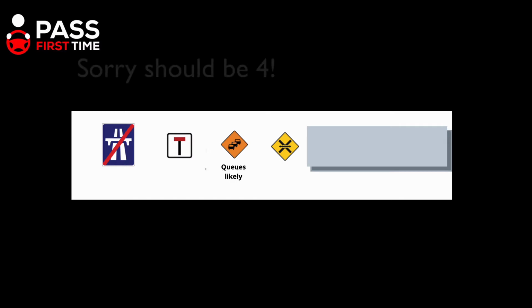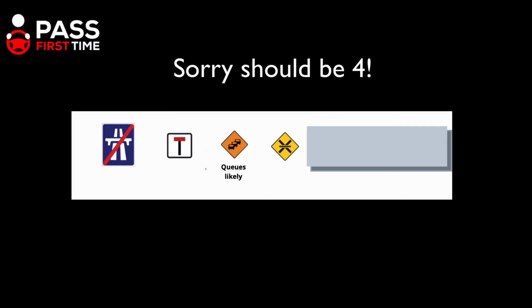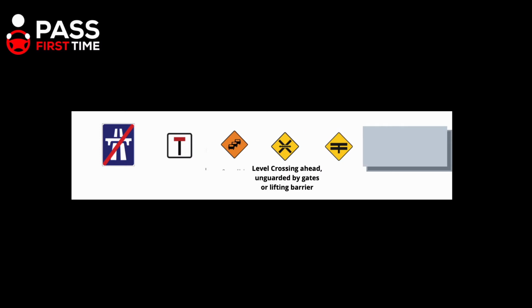The next sign, the X across what? It's a railway track, actually. This sign means that it's a level crossing ahead, or a railway crossing, unguarded by gates or lifting barriers. And remember, you don't have to word it exactly as it is in the rules of the road. You don't have to learn it off. As long as you can explain what the sign means in your own words, that's absolutely fine.